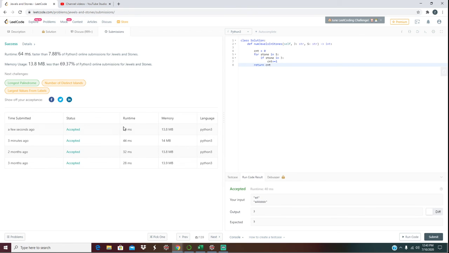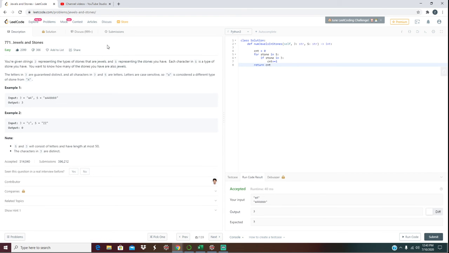Yep. And so I think these are all very similar questions. So it's just really the runtimes vary so much on Leetcode. But this is the simplest way to solve this question.